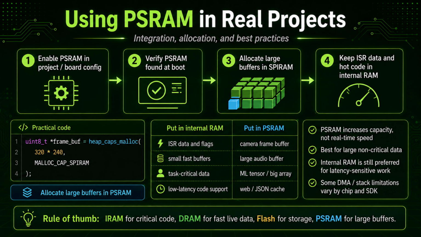The practical architecture is therefore straightforward. Keep critical executable code in IRAM. Keep normal fast runtime data in DRAM. Keep firmware and persistent information in flash. And use PSRAM when you need significantly more temporary memory. Once you understand this division, ESP32 memory management becomes much easier to design, debug, and optimize.